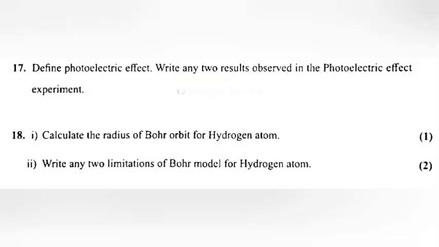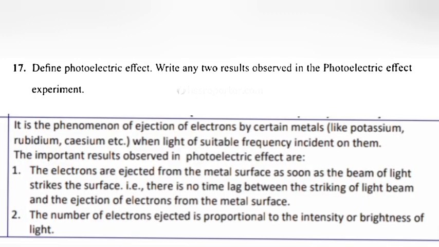17. Define photoelectric effect. Write any two results observed in photoelectric effect experiment. Answer: it is a phenomenon of ejection of electrons by certain metals like potassium, rubidium, etc. when light of suitable frequency is incident on them.